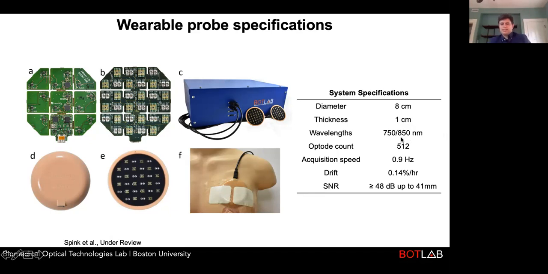Two wavelengths of light, 750 and 850 nanometers. So that gives us sensitivity to oxy and deoxyhemoglobin. So not water and lipid in this case. And we can take many different measurements from each source and detector. That allows us to do both topography and tomography, and it also allows us to segment our data into different depth sensitivities.